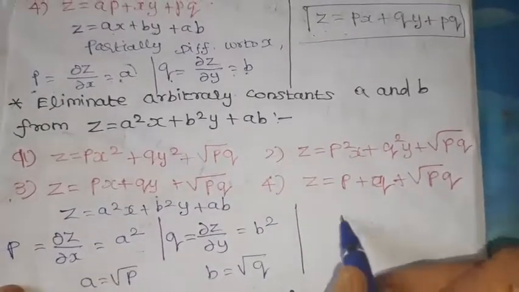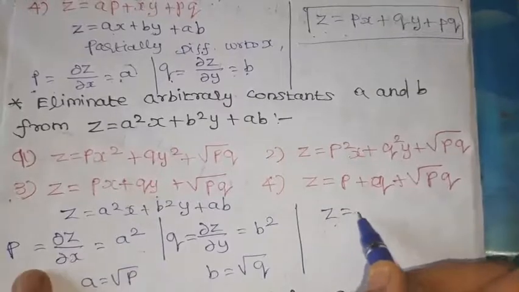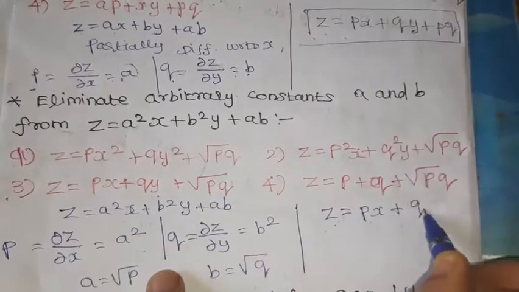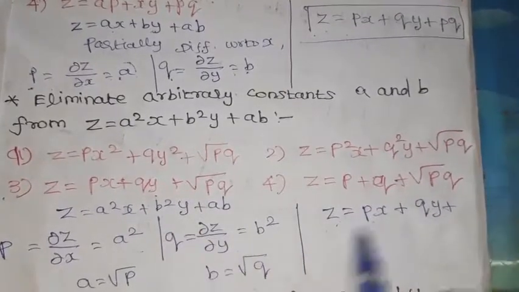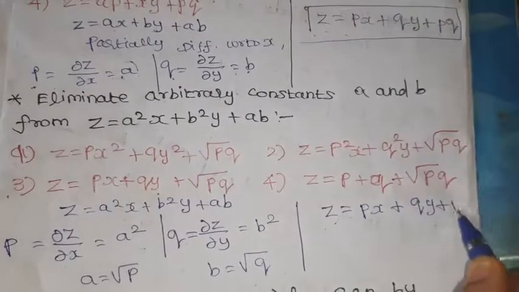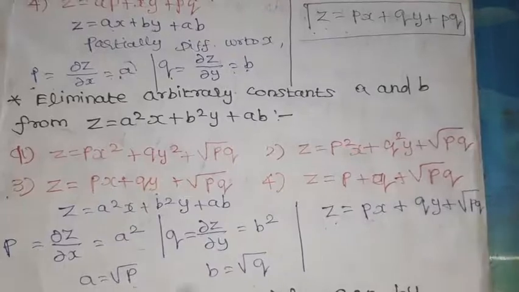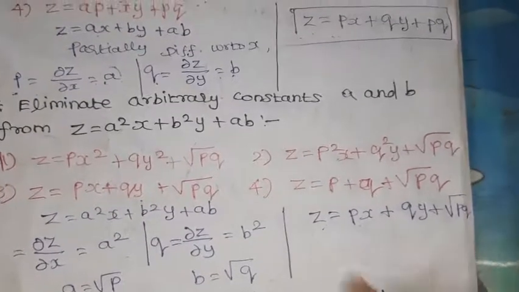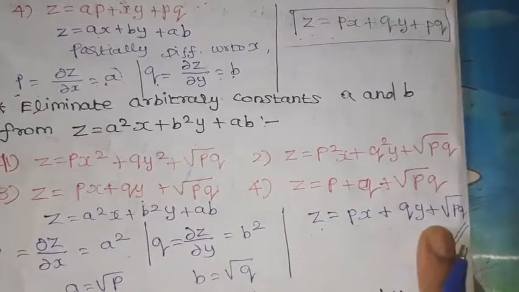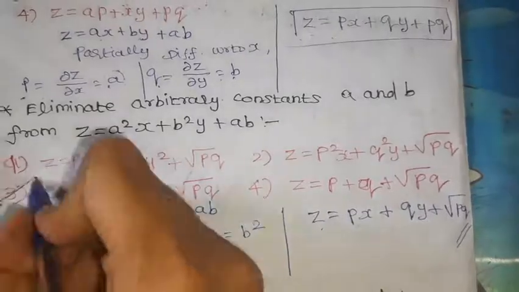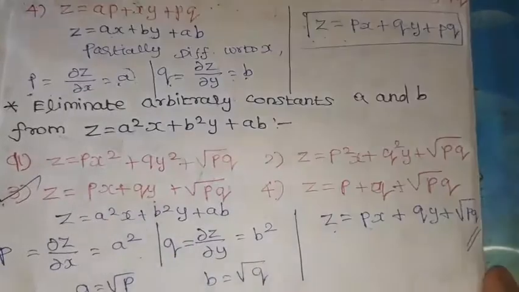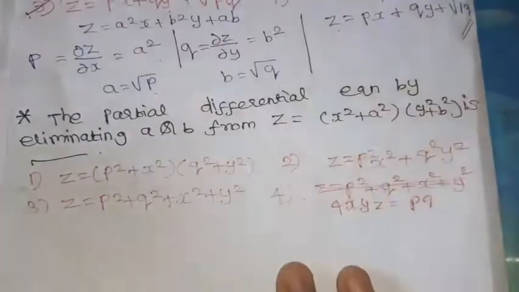a squared is p, so px plus b squared y. b squared y is nothing but qy, plus ab. a into b is nothing but square root of p into square root of q, which is square root of pq. So this is the answer for this problem: px plus qy plus square root of pq. Option 3 is the right option for this problem. We'll move on to the next problem.